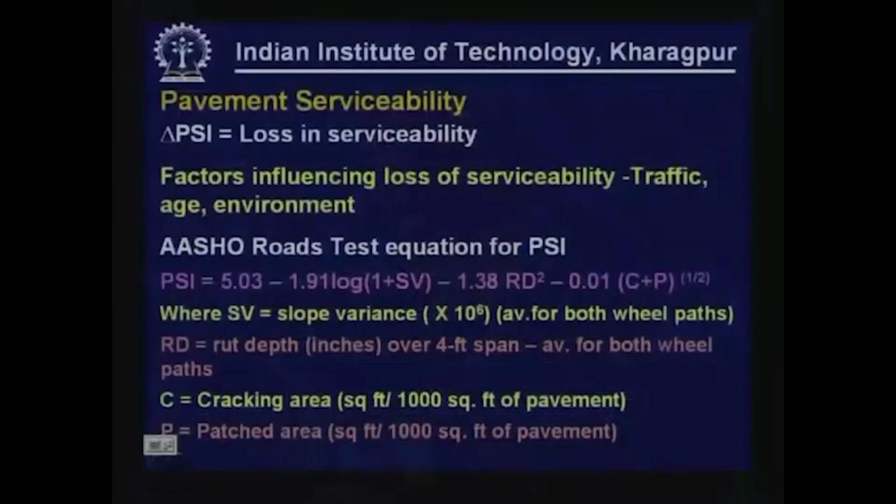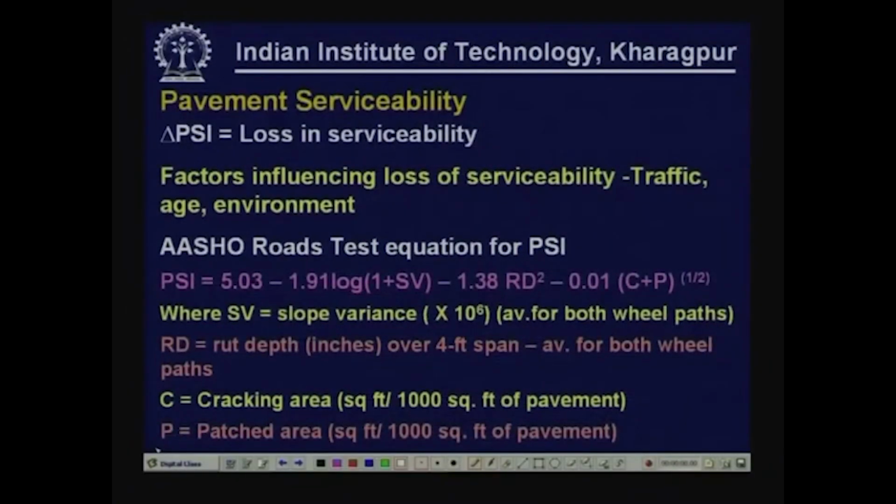The AASHTO road test equation for estimating PSI, as we indicated, present PSI is an estimate for PSR in terms of physically quantifiable parameters such as roughness, rutting, cracking and other parameters. So, if you look at this equation, PSI is given as a function of 5.03 minus 1.91 log of (1 + SV), where SV is known as slope variance, RD is the rut depth, C is the extent of cracking, and P is patching done to the already cracked portion or already deteriorated portion. So, the main parameters that we use in estimating PSI, present serviceability index, which gives us an indication of the present functional condition of the pavement, are slope variance, rut depth, cracking and patching.